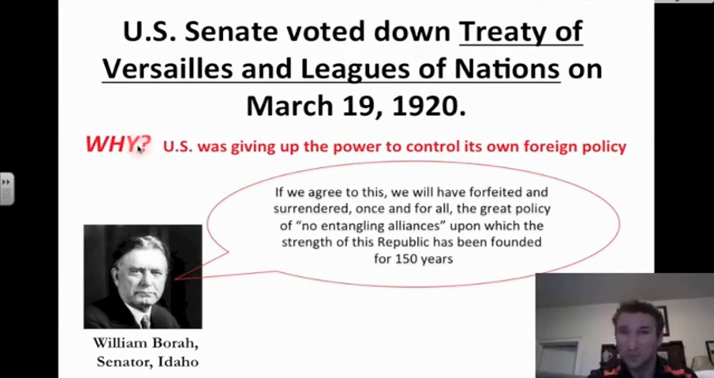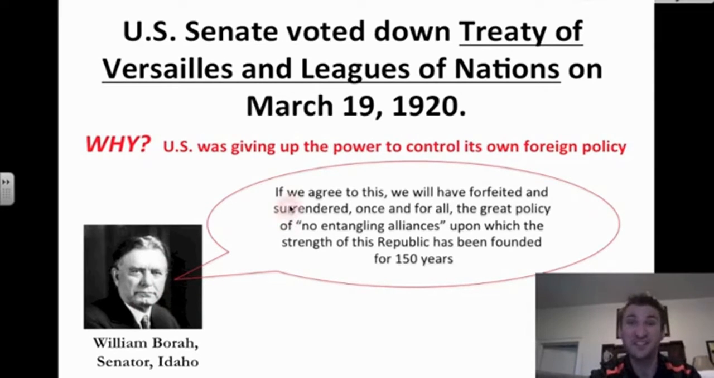Why? It sounds reasonable. Well, a majority of U.S. politicians thought that the U.S. was giving up the power to control its own foreign policy. This is William Borah. He is a senator from Idaho. He opposed President Wilson's plans, and this is what he said.